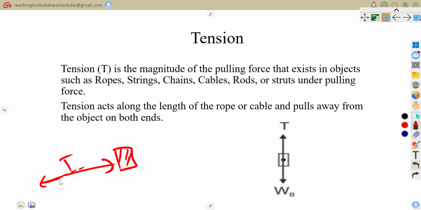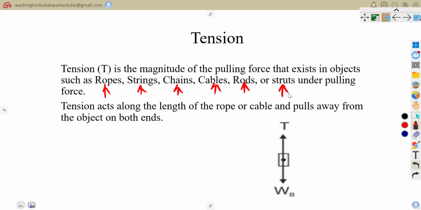So within this rope, this is where that force is going to exist. Within this string, this is where that force is going to exist. Within this chain, this is where that force is going to exist. So the definition of the tensional force that we are going to adopt is termed as a tension, or a tensional force is the magnitude of the pulling force that exists in objects such as ropes, strings, chains, cables, or rods, as well as struts.